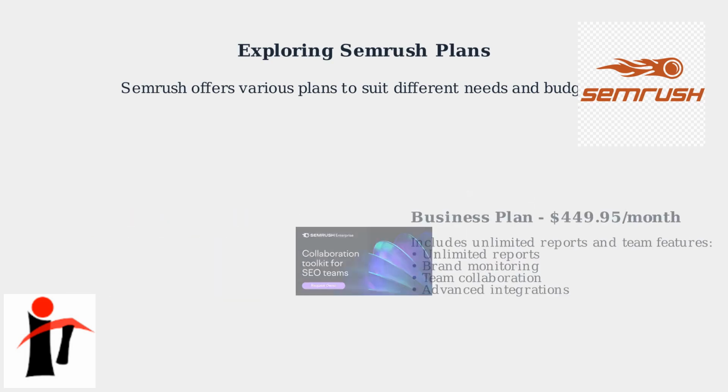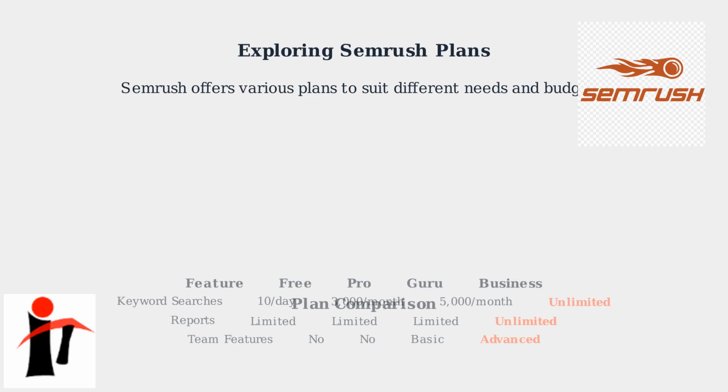The Business plan at $449.95 per month includes unlimited reports and team features with brand monitoring, team collaboration, and advanced integrations. Here's a comparison table highlighting the key differences between the plans, with unlimited features highlighted in orange.